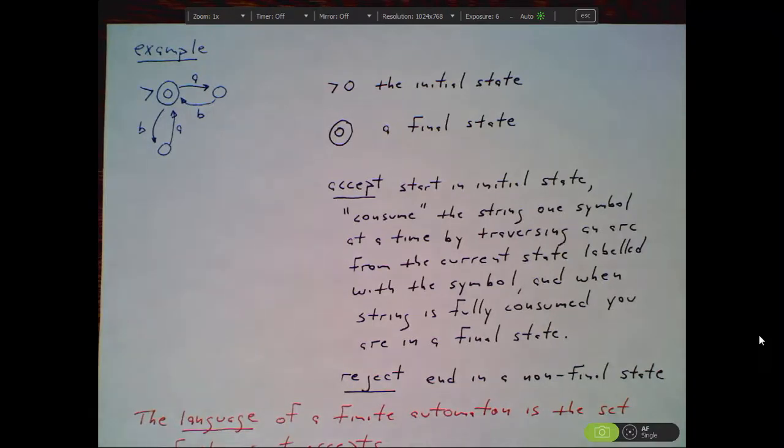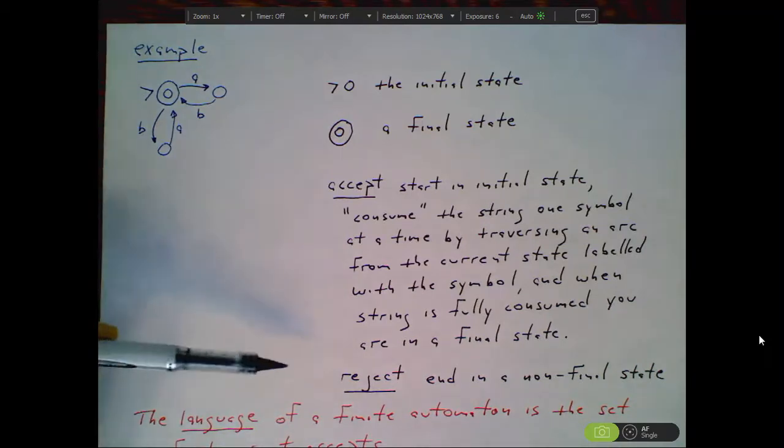Okay, so if I was going to match A, B, B, A, I would start in the initial state, follow the A here, the B back, the B here, and the A back. The string is now consumed, and I'm in a final state, so that's the notion of accept. We accept that string. It's in the language recognized by this finite state machine. Again, that's the terminology we use: the language of a finite automaton is the set of strings it accepts.